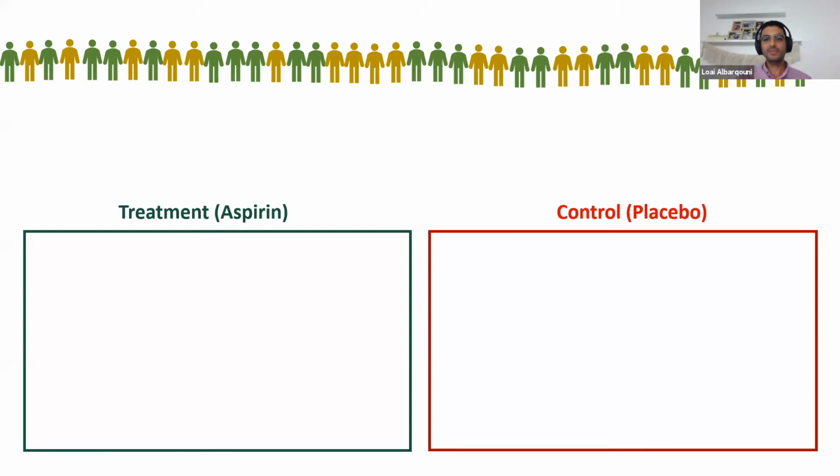And if those unknown confounding factors are unequally allocated to the groups, that can lead to bias in the results. So let's see if we randomize the people by flipping a coin. We will flip the coin, and if it comes up head, we will take the person to the treatment group, and if it's tail, we will take them to the control group. Does that make sense?